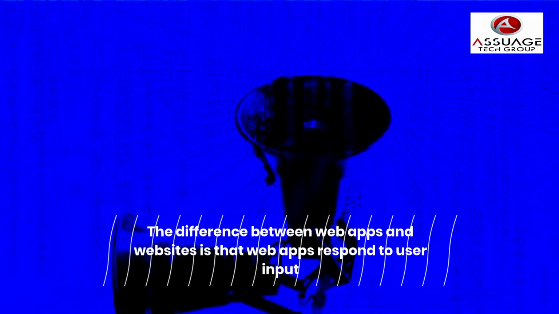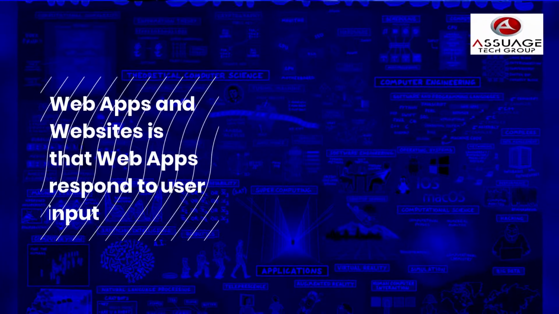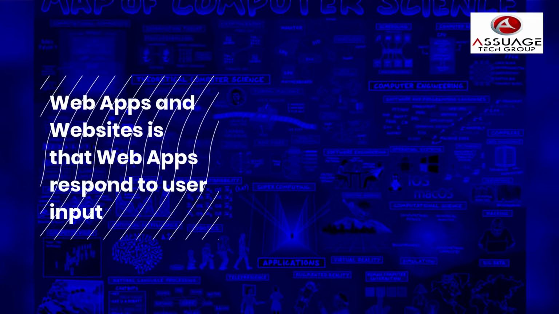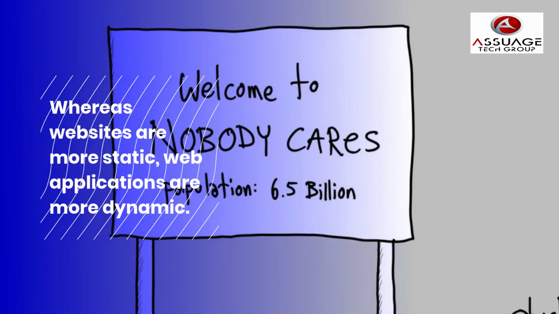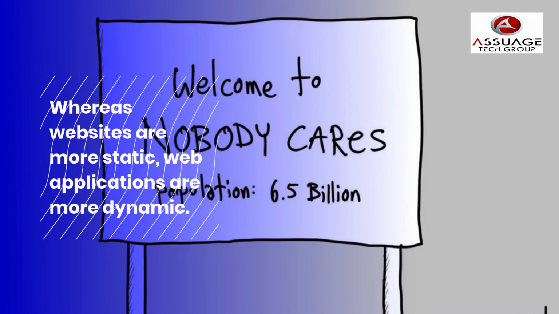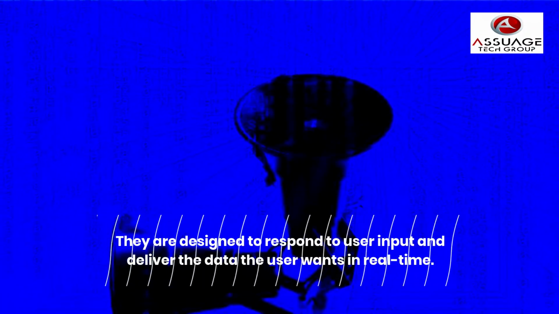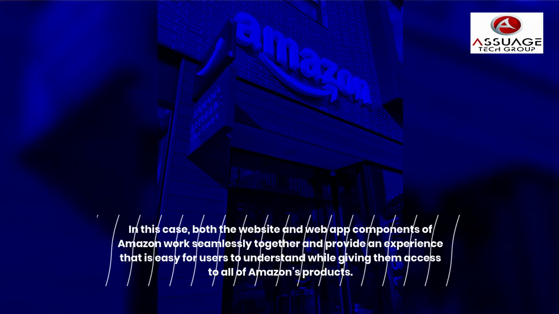The difference between web apps and websites is that web apps respond to user input. Whereas websites are more static, web applications are more dynamic. They are designed to respond to user input and deliver the data the user wants in real time.